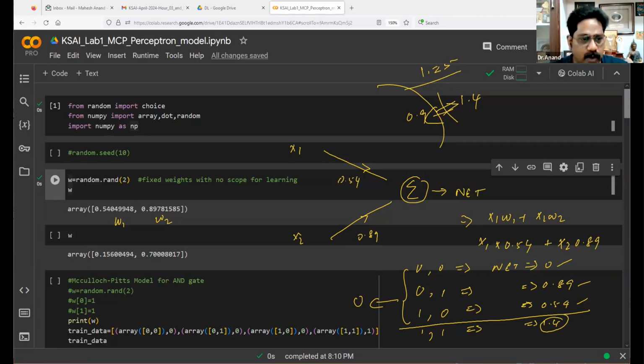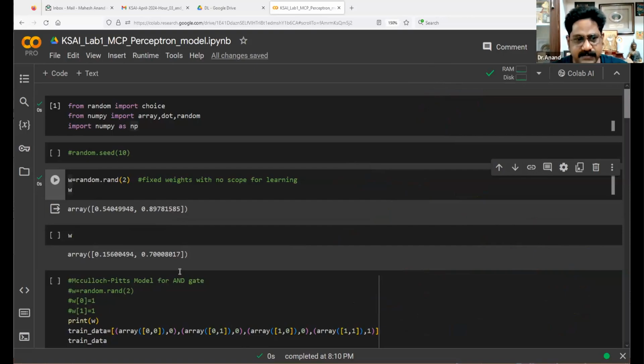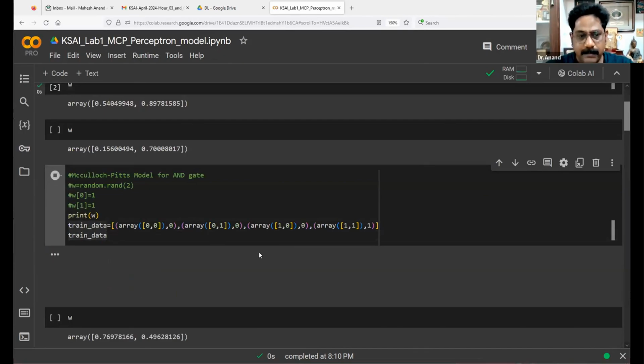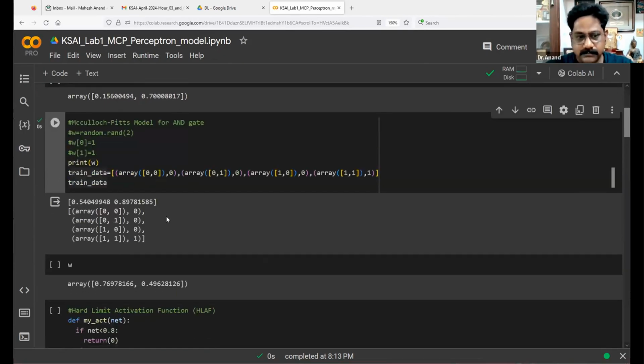Okay, so I am going to bring this into the program framework. It's very simple. First, I have to define my patterns 0, 0, 0, 1, 1, 0, 1, 1 along with the target. What is my target? For the first three patterns 0, and for the last pattern 1, right? So I am defining my data. So this is my data. Look at this, this is my initial weight. I am printing my initial weight.